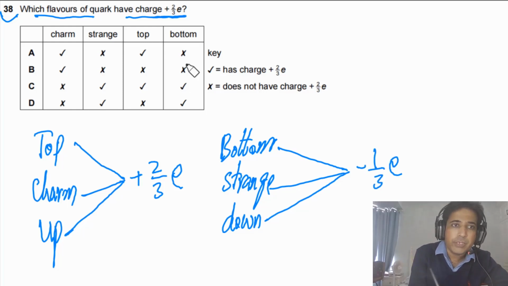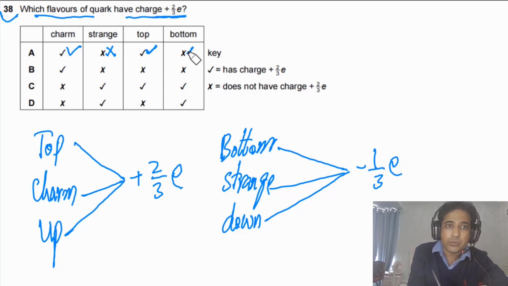Now if you look at the given options, charm quark has charge plus 2/3, this is correct. Strange, this is incorrect. Top quark has charge plus 2/3, so this is correct. Bottom has no, so this is also correct because it doesn't have charge plus 2/3 e.